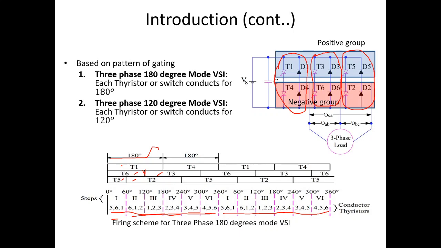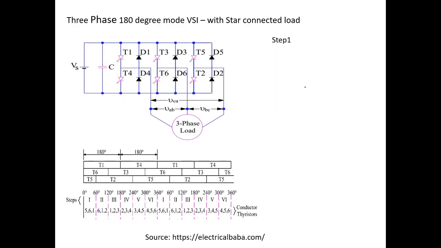Now let us see what the output voltage waveform looks like for this mode of operation. For that we should analyze the circuit for each step. Let us see what the phase voltage and line voltage would be for step 1. In step 1, switch number 5, switch number 6 and switch number 1 are conducting. The remaining switches are off.